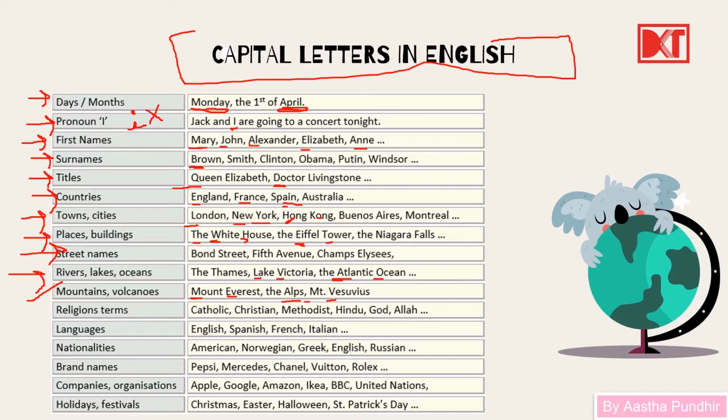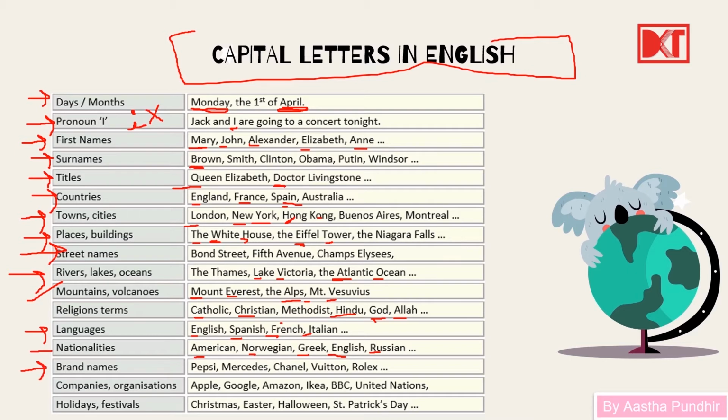Religious terms like Catholic, Christian, Methodist, Hindu, God, Allah, all these first letters capital. Languages, English, E is capital. Spanish, French, Italian. Then nationalities. American, A. Norwegian, N capital. Greek, G capital. English, E capital. Russian, R capital.